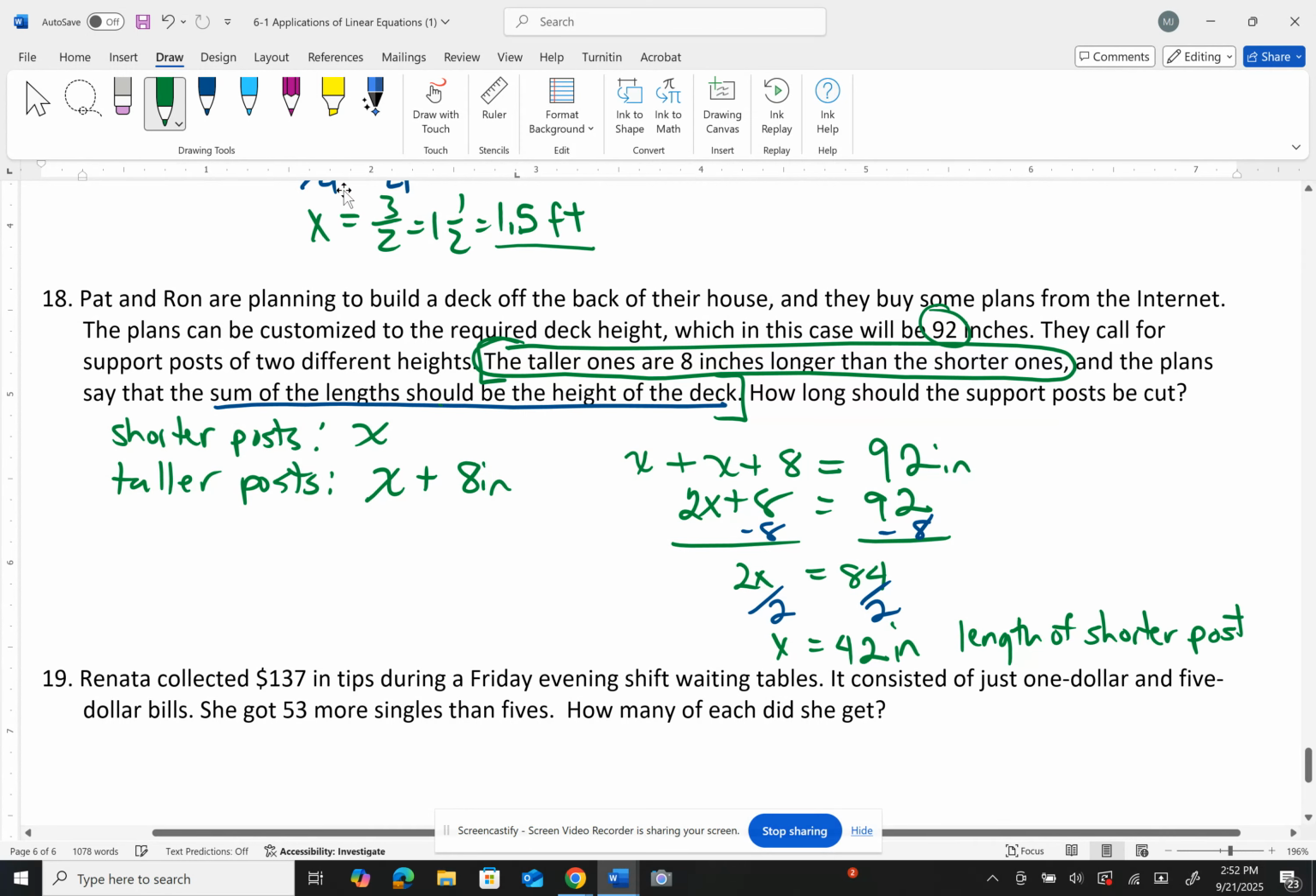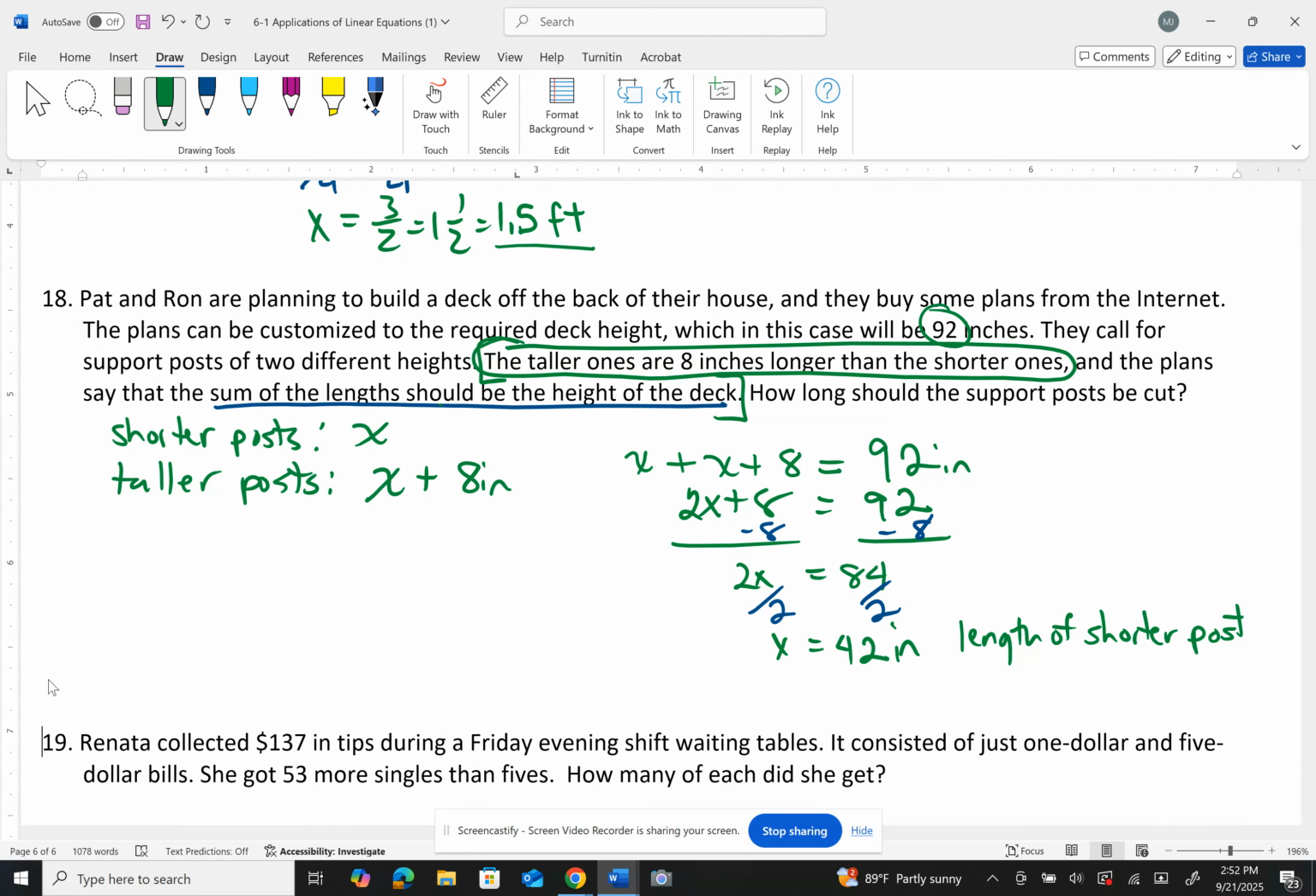If that's all they wanted you to do, then you'd be done. But this one asked us for how long the support posts, plural, should be cut. So then we know x plus 8 would equal 42 plus 8, or 50 inches. And that would be the length of the longer one. Okay.